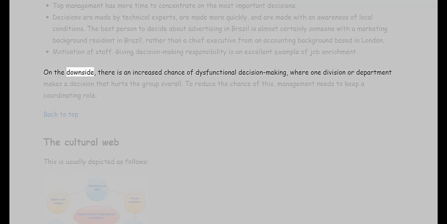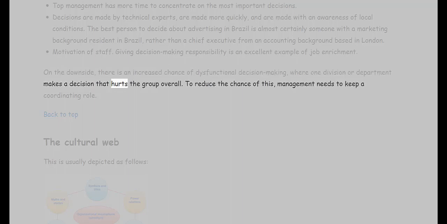On the downside, there is an increased chance of dysfunctional decision-making, where one division or department makes a decision that hurts the group overall. To reduce the chance of this, management needs to keep a coordinating role.